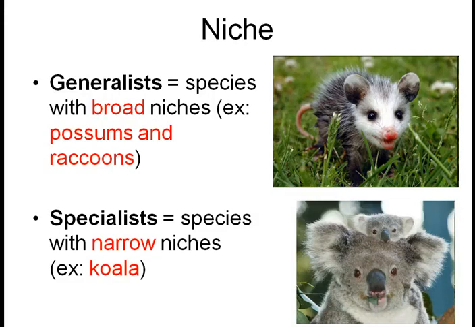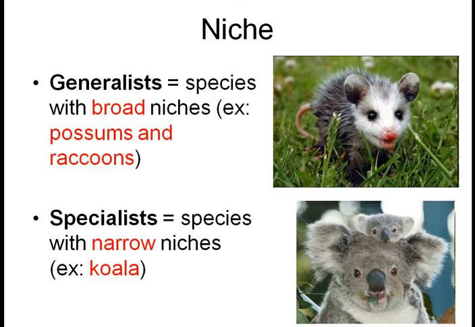Also within niches, we have two big categories, the generalists and the specialists. Generalists are species with really broad niches. Possums, raccoons, and cockroaches have a huge niche. If we moved them to a new environment, would they be able to survive it? Those guys are very versatile, very hardy, and they will just deal with whatever comes their way.